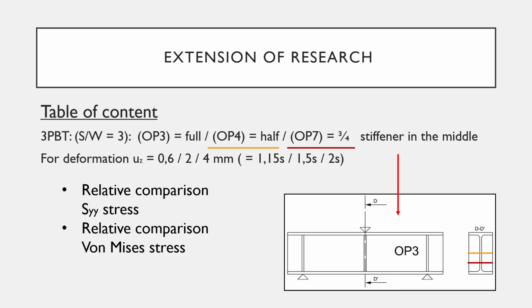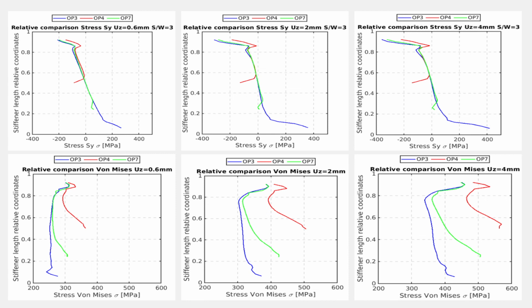Then an extension of the research for the same three options again. Now the deformation UZ at points 0.6, 2, and 4 millimeters. I will show a relative comparison for the SYY stress and the von Mises stress. Here you can see the relative comparison graphs for stress SYY and von Mises stress for option 3, 4, and 7, and this at points UZ equal to 0.6, 2, and 4 millimeters. You can see the relative comparison because the stiffener length is in the relative coordinates from 0 to 1.